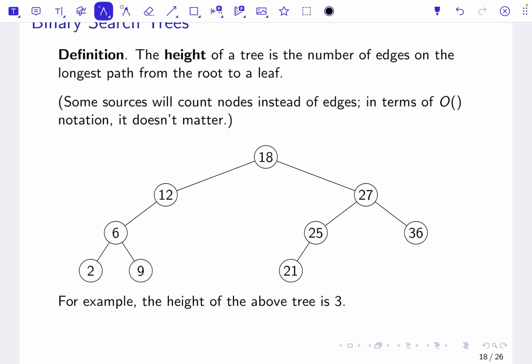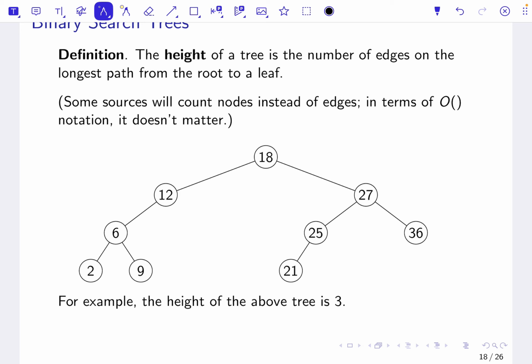Oh, yeah. Some sources will count nodes instead of edges, which will get us an answer that is off by 1 in terms of the counting method that we're using for this course. So be cautious of this if you're ever asked to state the height of a tree. But luckily, in big O notation, that sort of wipes away the difference of at most 1. It'll be log n either way.